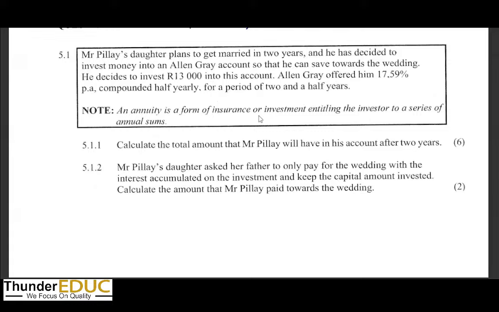So if you were to do the full, it would be five steps. How do you get the five steps? Remember, it's compounded half yearly. So in 1 year we have two halves, in 2 years we have four halves plus one half. That's what makes it five halves. So five steps.